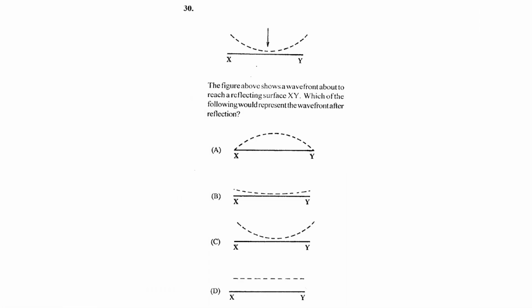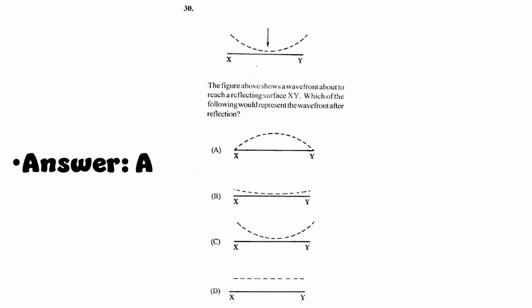Number 30. The figure above shows a wavefront about to reach a reflecting surface XY. Which of the following would represent the wavefront after reflection? Notice that XY is a plane reflecting surface, and the wave is circular or curved in nature. When it gets reflected from that plane straight XY surface, it will look the opposite way and be going in the opposite direction. Hence the answer is A.